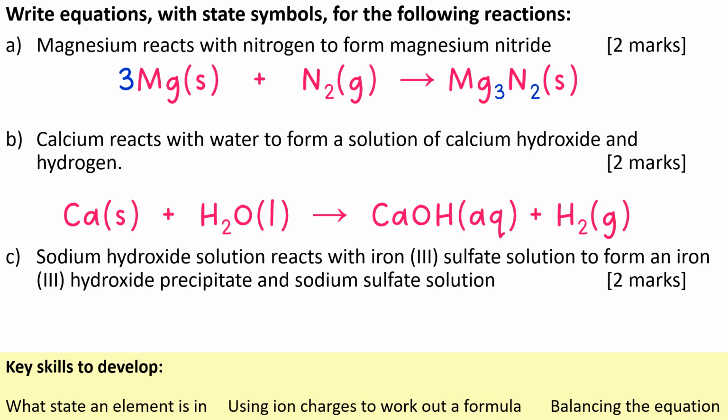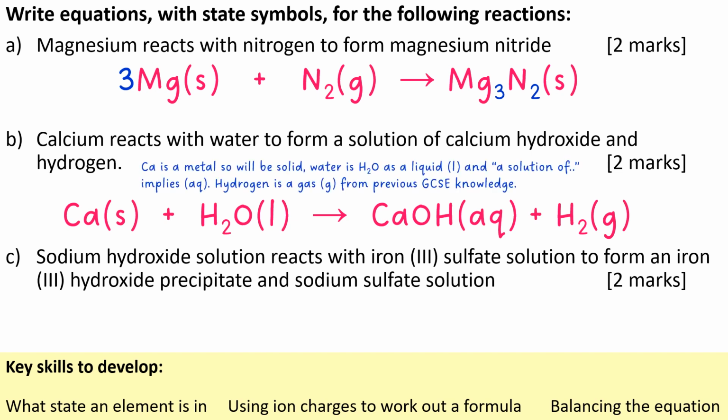So calcium is a metal, obviously, so therefore it's going to be a solid. Water is going to be a liquid, H2O with L next to it. And a solution of something is going to imply aqueous. So from your GCSE knowledge, we'd expect you to remember that hydrogen is a gas, so you put a G next to the hydrogen. So that means we've now worked out what state the element is in.